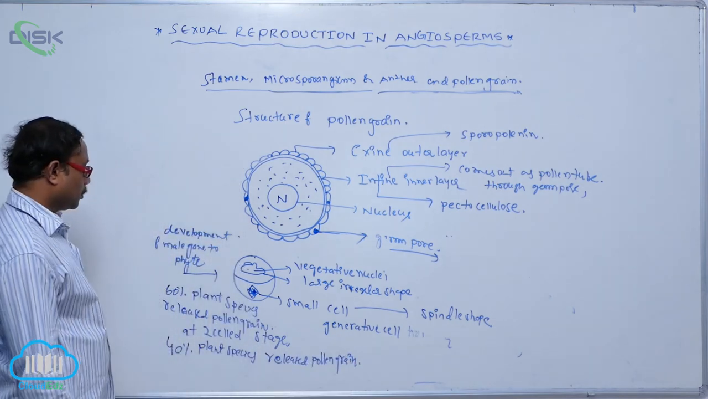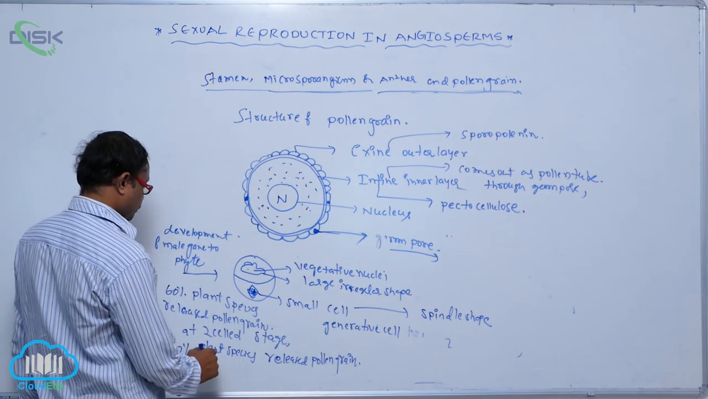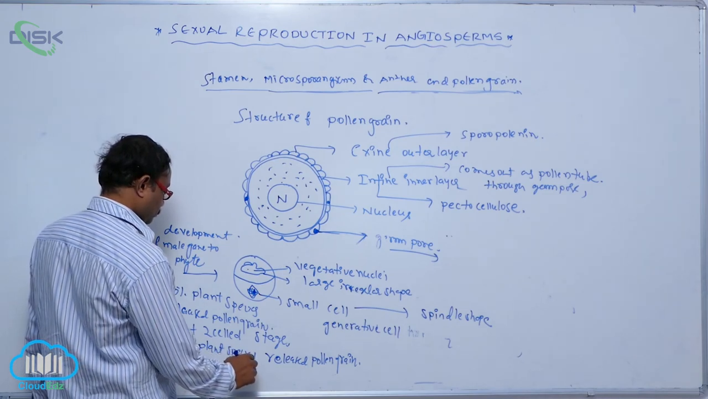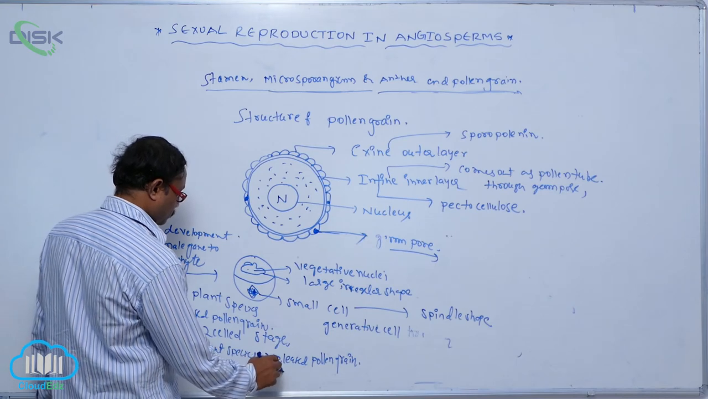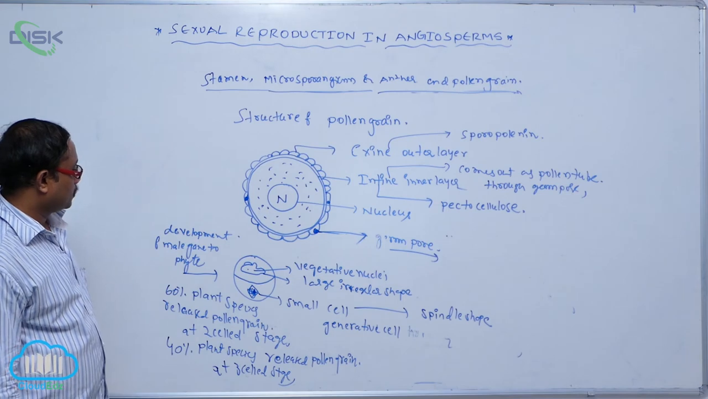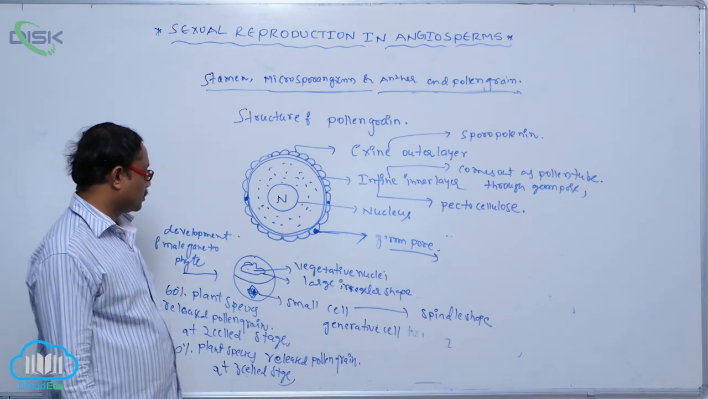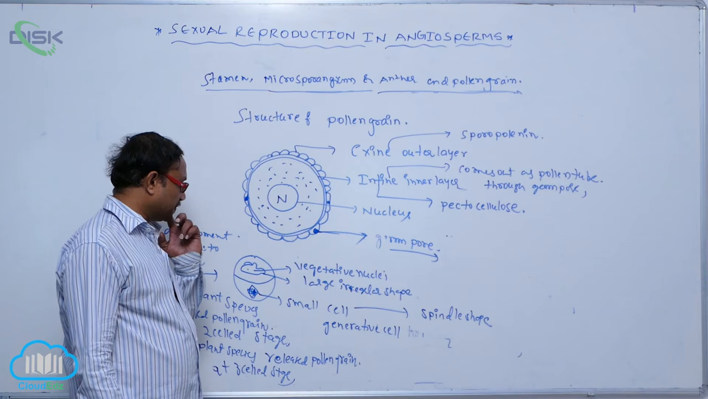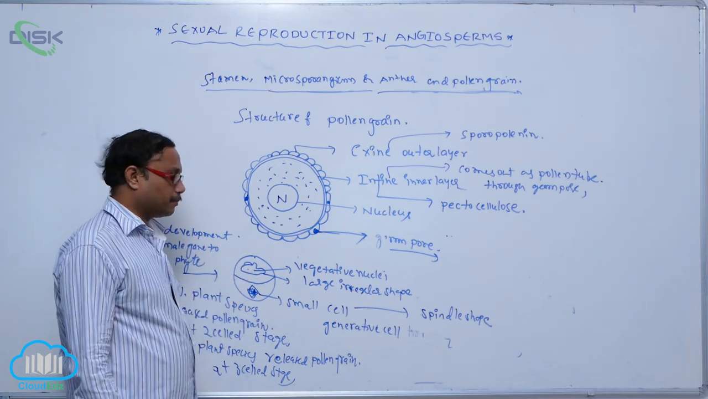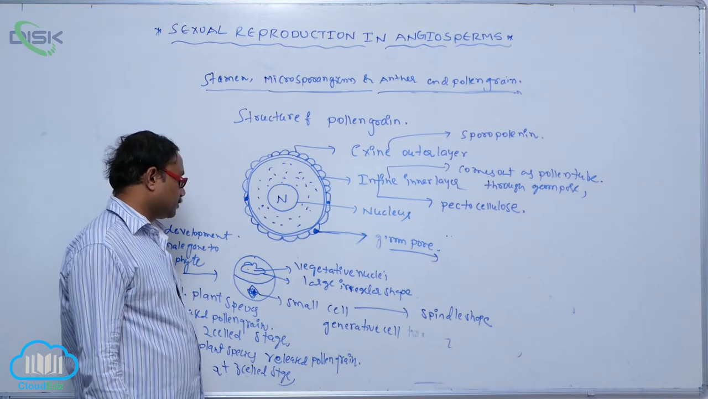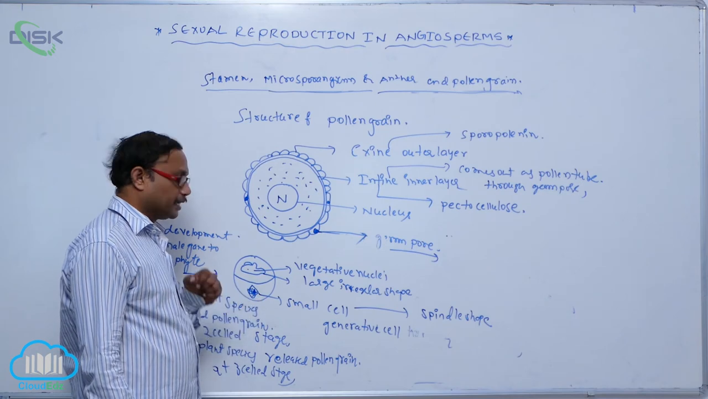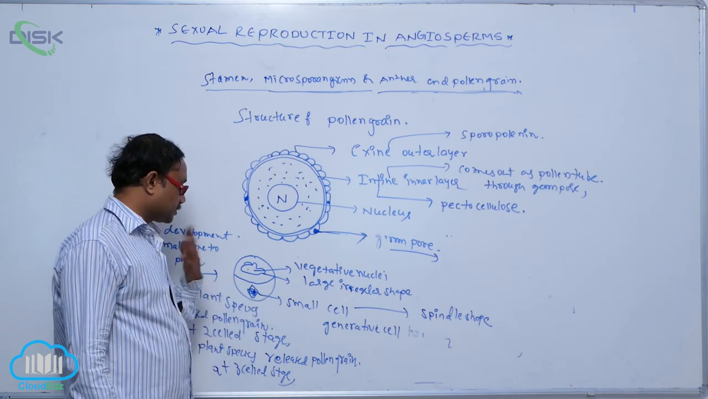Release pollen grain at a three-celled stage. It means generally three cells are formed. After pollination, when the pollen grain falls on the stigma, the vegetative cell is not divided, but the generative cell is divided into two male gametes. That is known as the three-celled stage.